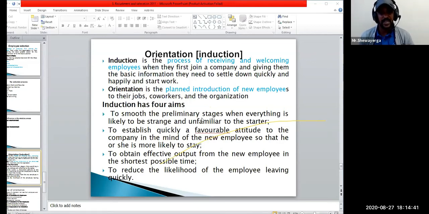Another aim of induction is to reduce the likelihood of employees leaving quickly, which means to reduce or minimize turnover. It is impossible to avoid turnover in all conditions.